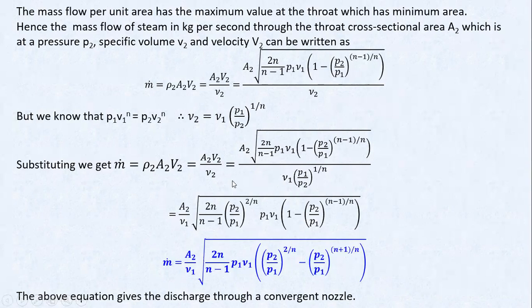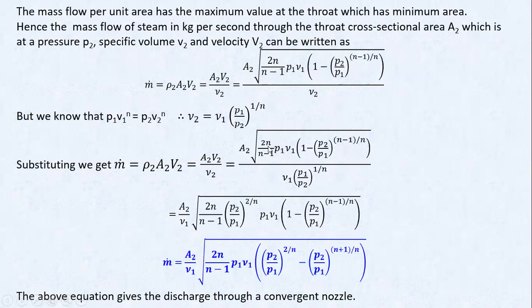Then if we simplify, we'll get it as A2 by V1 as it is. And this P1 by P2 power 1 by n goes to the numerator, and inside the numerator it becomes P2 by P1, because it becomes a reciprocal when it goes to the numerator. And if it enters inside the square root, it becomes P2 by P1 power, instead of 1 by n, it becomes 2 by n. And that will be taken inside.